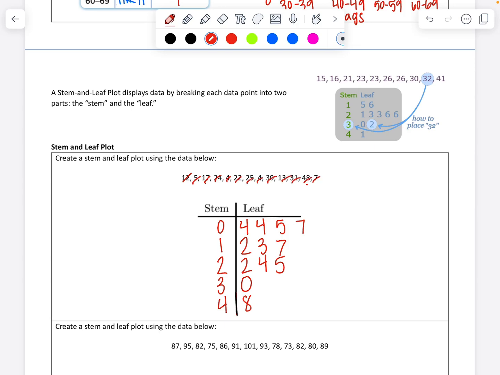So I should have 13, 4, 7, 10. Uh-oh, did I miss one? Shoot, I did. Okay, what did I miss? Oh, I missed 31. Okay, so there should be a 1 right there with the 30. Sorry. And that is how you create a stem and leaf plot.